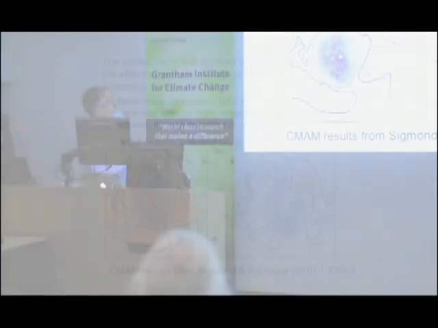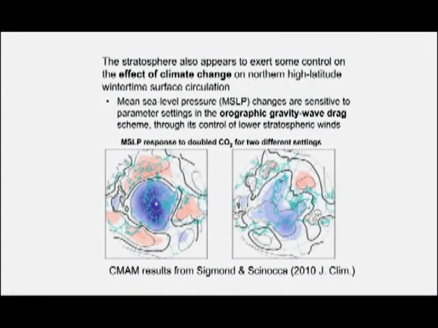So this is for climate change. This is again from Michael Sigmund's work, actually with the CMEM. What this is, is the mean sea level response to double CO2. This is over the Arctic here. And you can see that the results are very different. Well, what's different with these two runs?